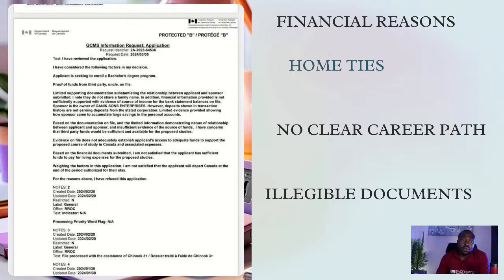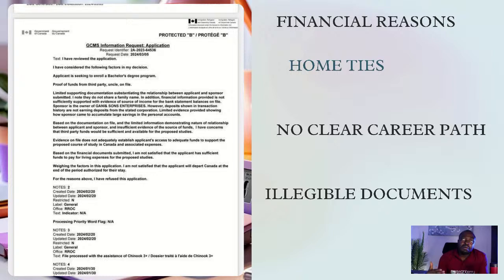Now, let's go over and review some of these GCMS notes, and let's talk about the major reasons why Canada study visas are being rejected. The very first reason, in fact the major reason, has to do with finances. Then the next reason has to do with your letter of explanation.